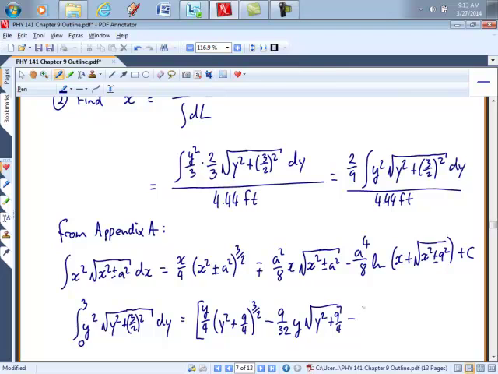What's 16 times 8? 8 times 8 would be 64, times 2 would be 128. 128 ln y plus root y squared plus 9 over 4, and that's all going to be evaluated between 0 and 3.